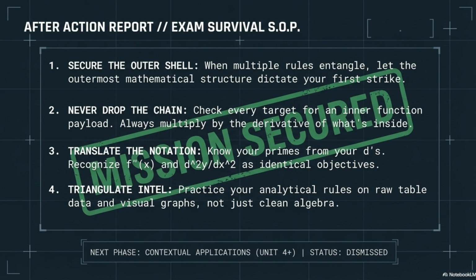Time for the after-action report and exam survival SOP. 1. Secure the outer shell. Let the outermost mathematical structure dictate your first strike. 2. Never drop the chain. Always multiply by the derivative of what's inside. 3. Translate the notation. Know your primes from your d's. 4. Triangulate intel. Practice your analytical rules on raw table data and visual graphs. You are now prepared for contextual applications.